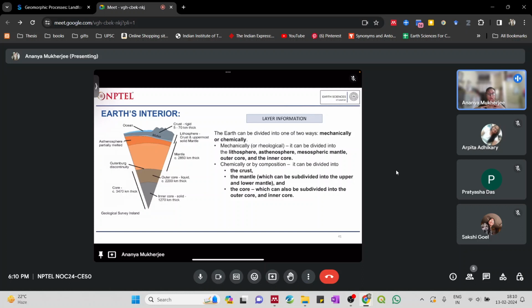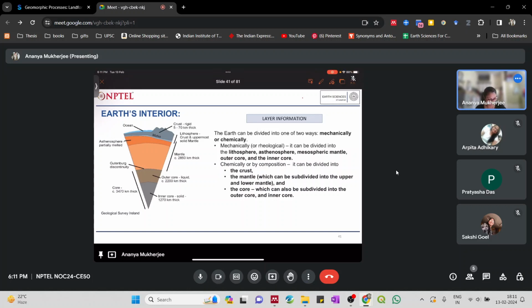So based on the mechanical properties, we can see that the Earth's interior is divided into lithosphere, asthenosphere, mesospheric mantle, outer core and inner core. Now the lithosphere, we had discussed a little on this also. The lithosphere mostly consists of the crust, the entire Earth's crust, as well as the uppermost solid mantle.